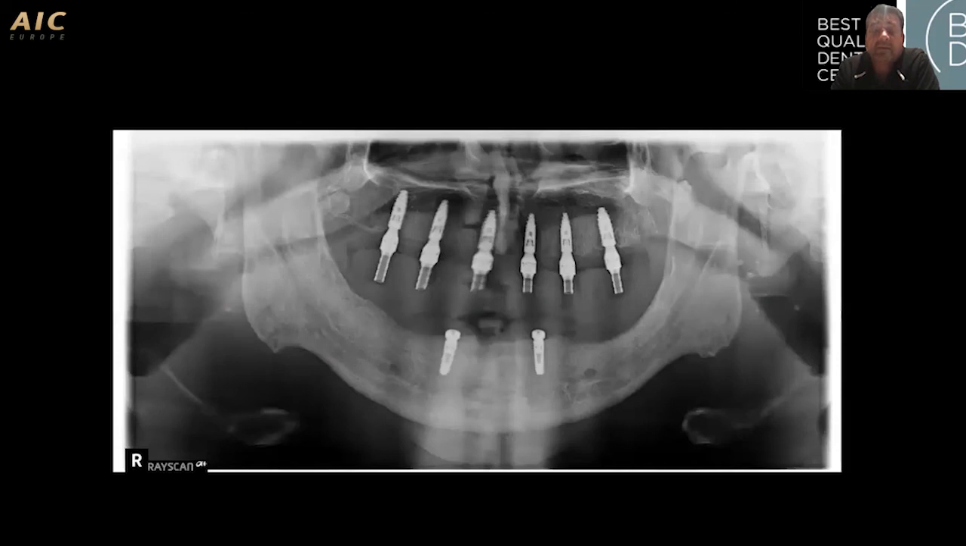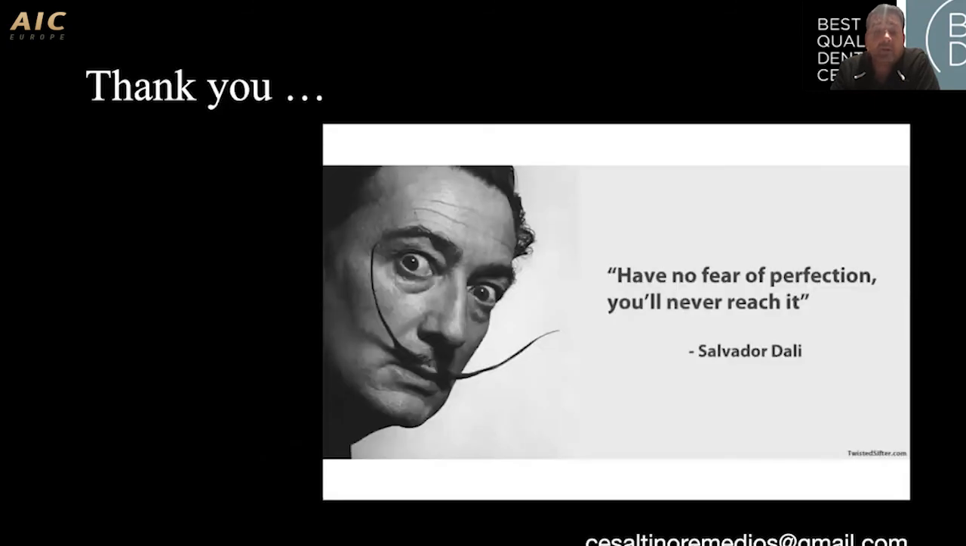And this is the final X-ray. Over here you can put 2 locators, or in this case we used a bar, and put an overdenture over the bar. And basically this was my presentation to you.